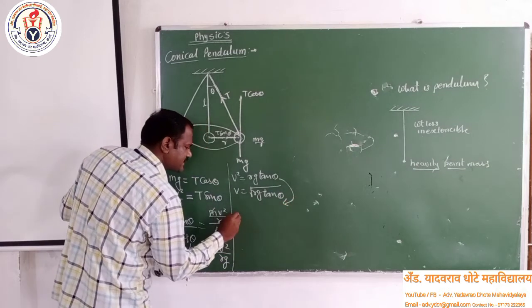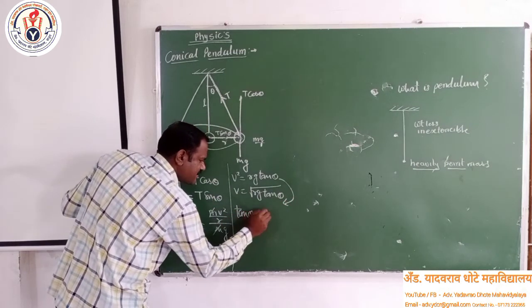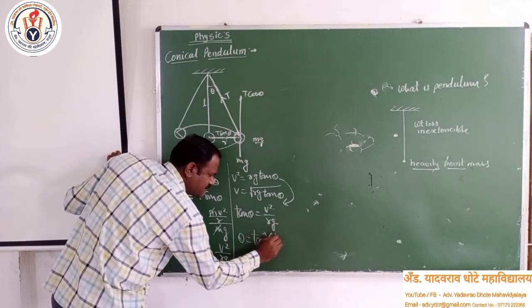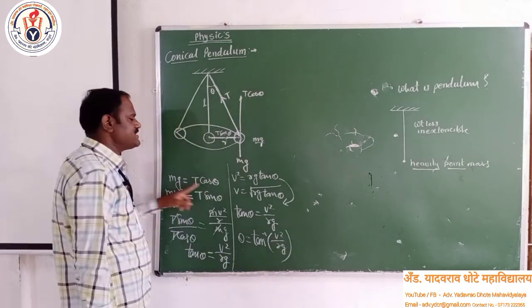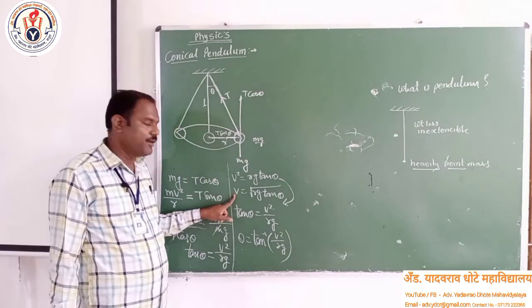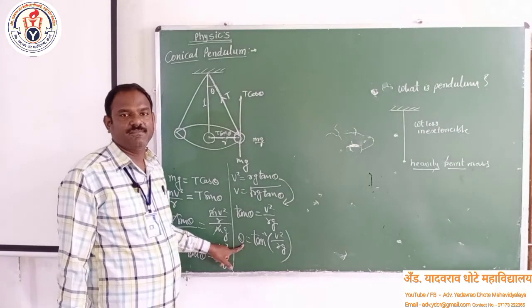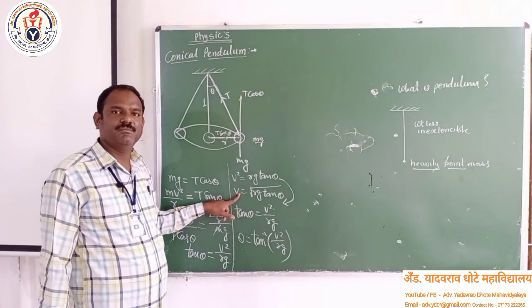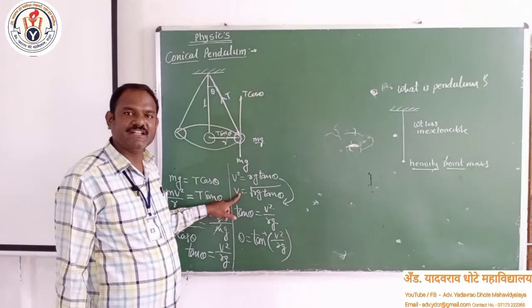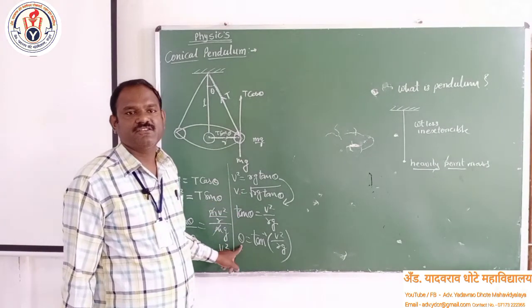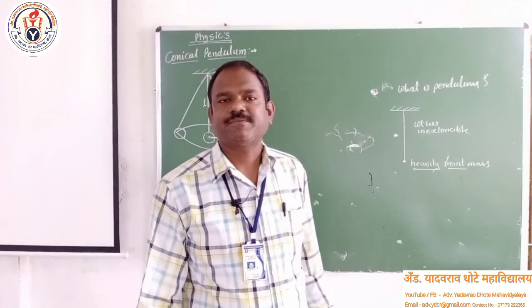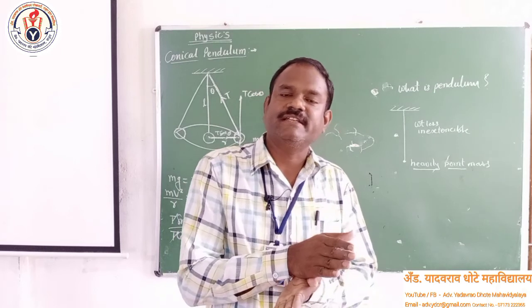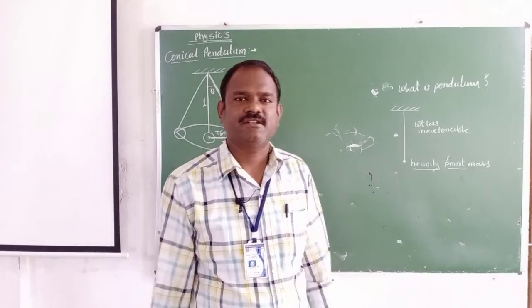Solving it again, we get tan theta equals v squared divided by rg, and theta equals tan inverse of v squared upon rg. So this is the expression for the velocity of the bob, and this is the expression for the angle of banking. You know very well that v equals the square root of rg tan theta, and theta equals tan inverse of v squared upon rg. I hope you understood these expressions. We will continue this topic in the next lecture. Thank you.